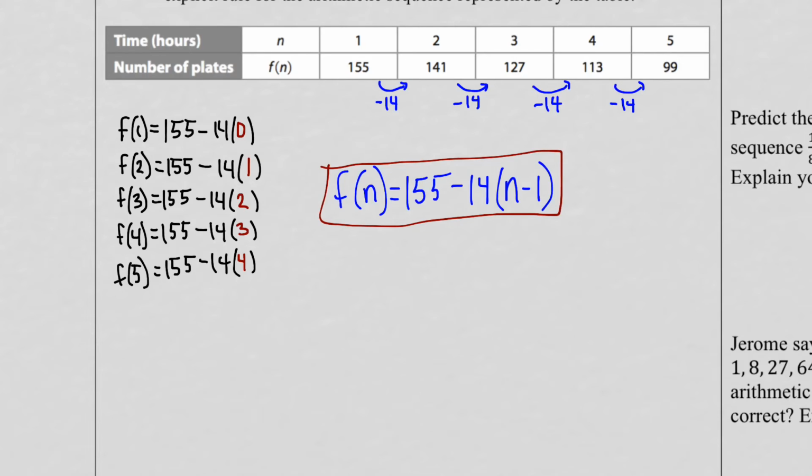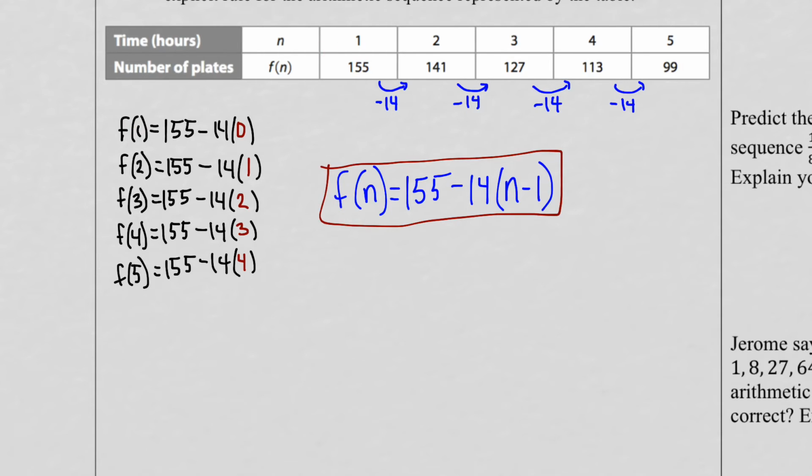First, I figured out the difference between them by looking at the numbers. It's going down by 14. So from here to here, it's minus 14, minus 14, minus 14, minus 14. Since they're all the same, that tells me there is a rule I can figure out. They're all going down by the same number. It's an arithmetic sequence.